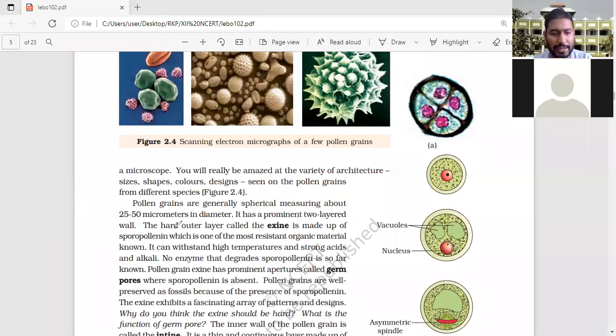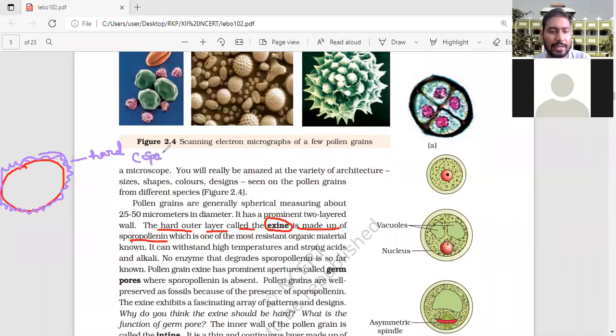It has a prominent two-layered wall, the hard outer layer called the exine, and it is made up of sporopollenin. Very, very important. This is a PYQ. Suppose I am drawing the structure of the pollen grain. The outer layer of the pollen grain is known as the exine, and this exine is the hard structure, generally made up of sporopollenin.